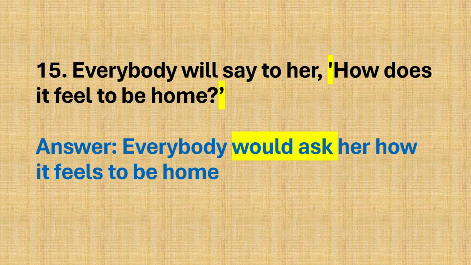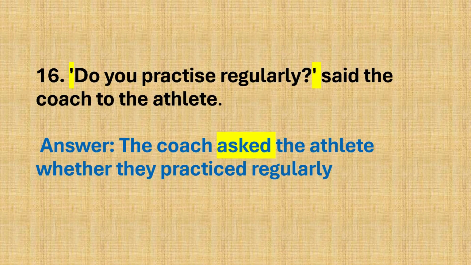Everybody will say to her, how does it feel to be home? Answer: everybody would ask her how it feels to be home. In the above sentence, ask is used as it is a question. Tense retention: since the reporting verb will say is in the future, the present tense does feel is simplified to feels. And coming to question change, the W's question how does it feel is transformed to a statement, how it feels, in reported speech. And indirect questions do not retain the question mark.